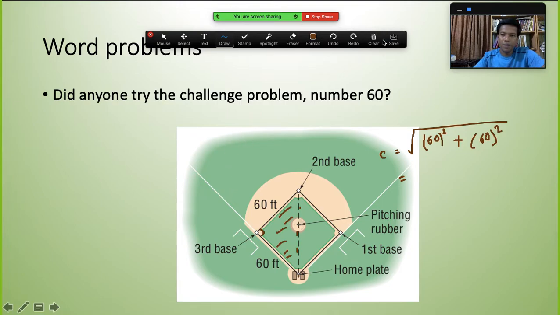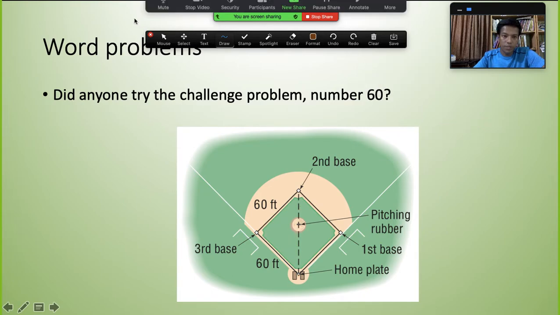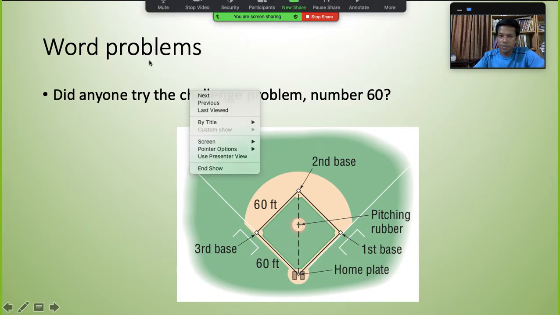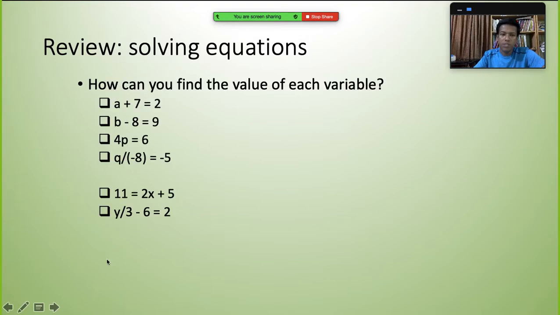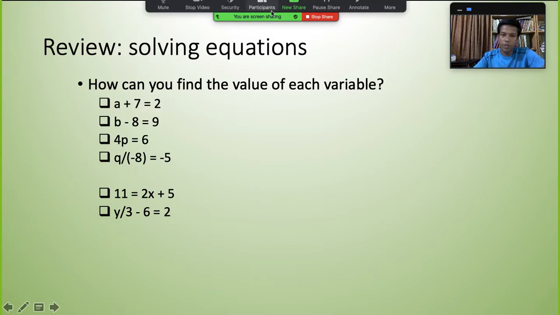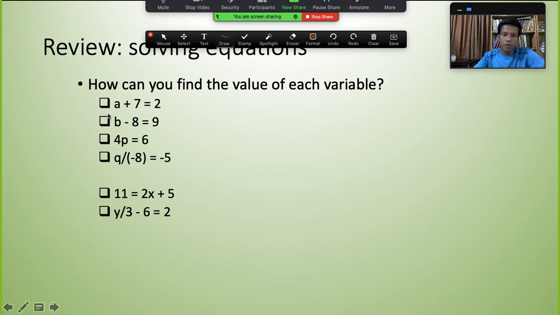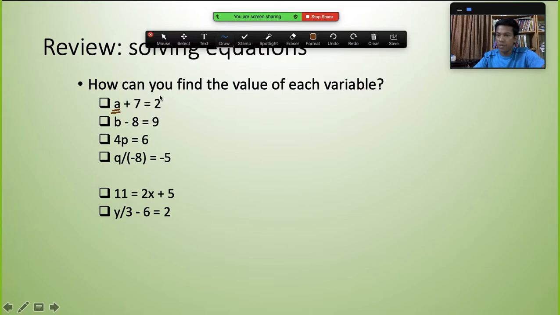So this is from 1.1, but we will start 1.2 in this class, which is here. This is a review on solving equations. These are the given equations. How can you find the unknown in this question? In the first question, a equals what? A plus 7 equals 2. Then a equals what? These are very simple things, I know, super simple.